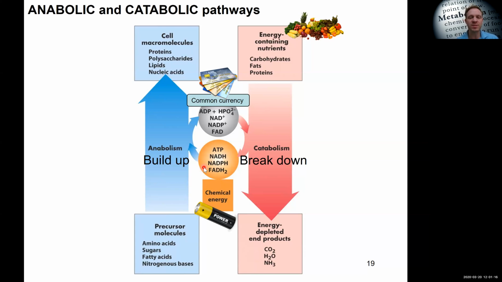At the same time, these compounds, ATP and NADH, also store our chemical energy. The energy released from breaking down these complex metabolites into simpler ones will be stored in these molecules as a currency, as cash, that you can use to build these simple molecules up into more complex ones. So the energy needed for this comes from your common currency in the form of ATP, NADH, NADPH, and FADH. Again, the details on all these molecules will come throughout the quarter. This is just to show you the broader concept of what we'll be looking at.